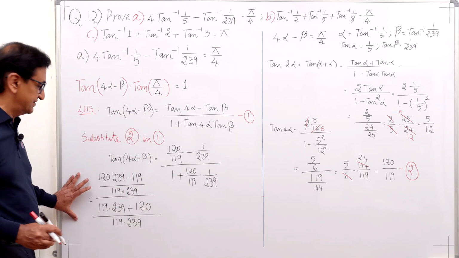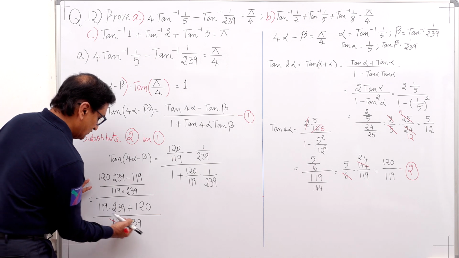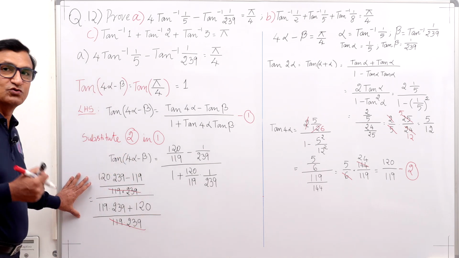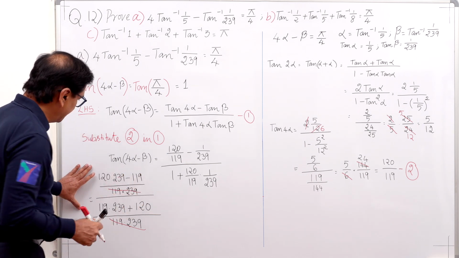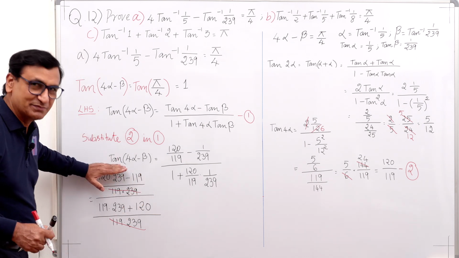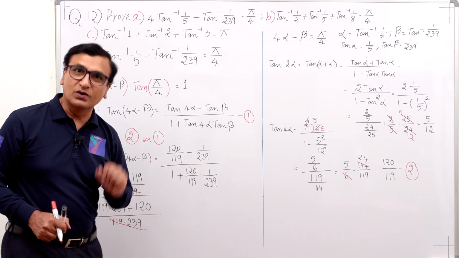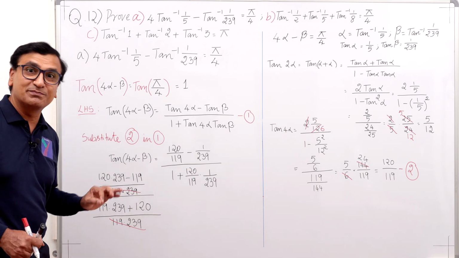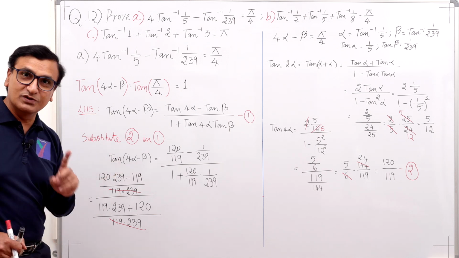Okay, so we have this. We can cancel 119 multiplied by 239 on both sides, in both numerator and denominator. So we are left with 120 multiplied by 239 minus 119, divided by 119 multiplied by 239 plus 120. So this should equal 1. Let's see.